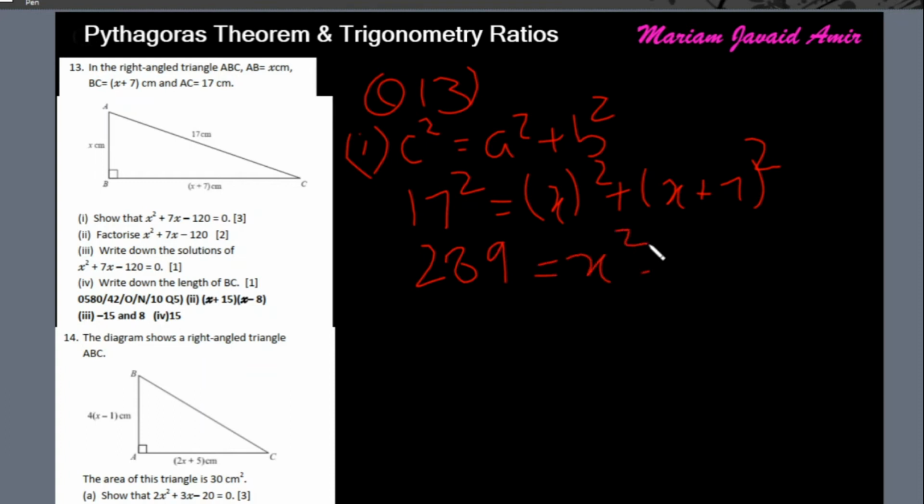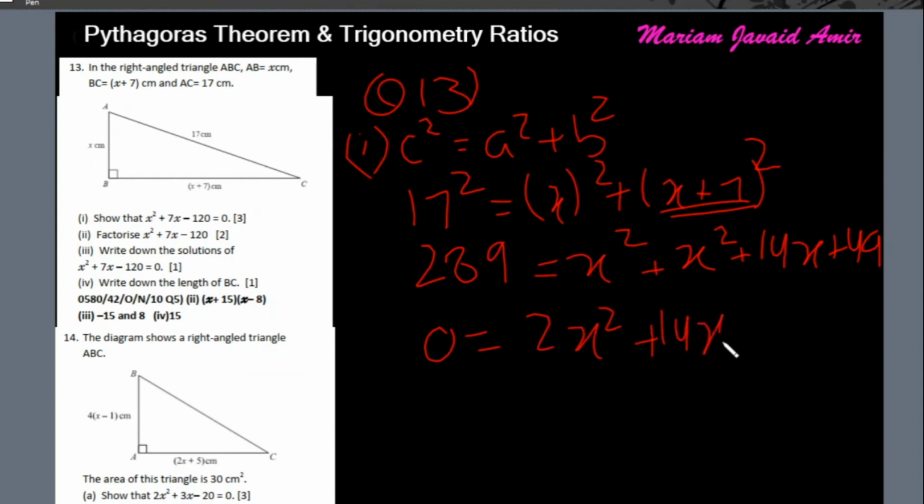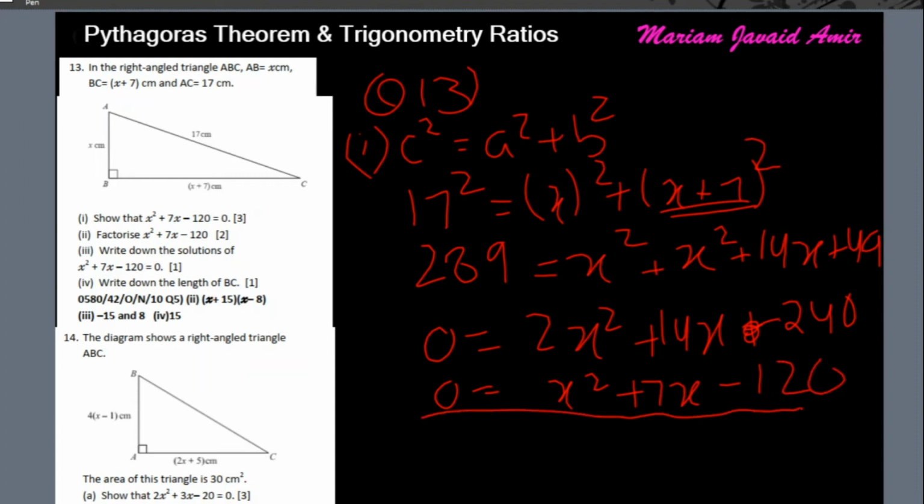Equals x square plus, I'll open this using the formula a square plus 2ab plus b square. This becomes 0 equals 2x square plus 14x plus 49 minus this, so I get minus 240. When I divide the whole equation by 2, I get x square plus 7x minus 120, which is what we were supposed to show here.